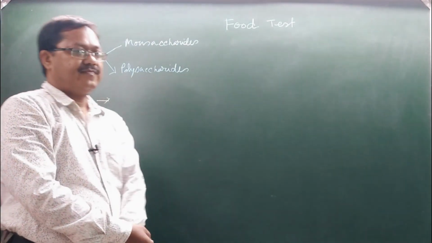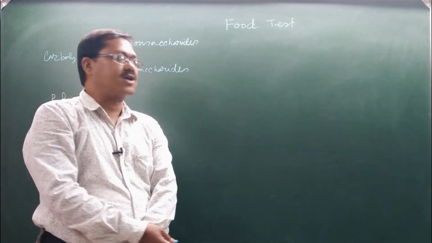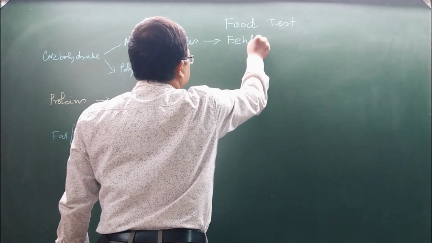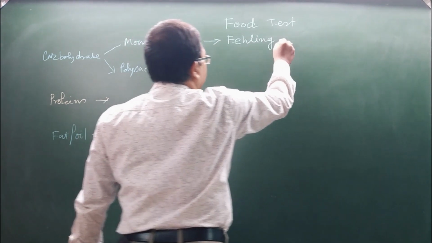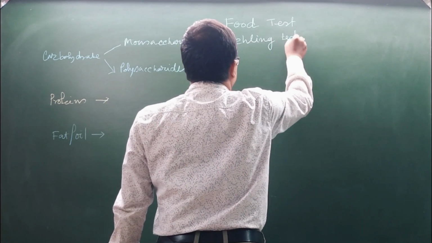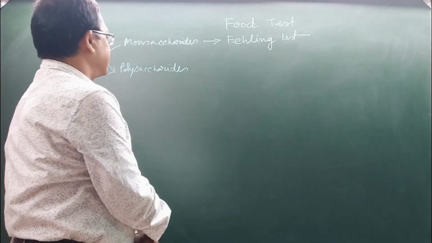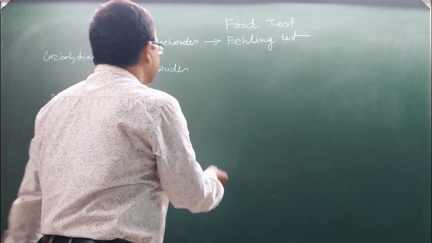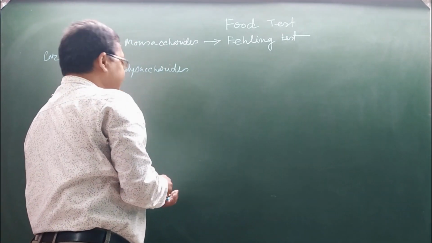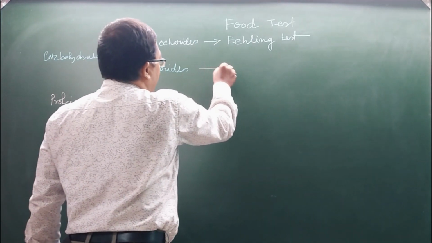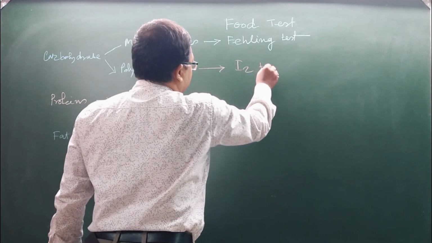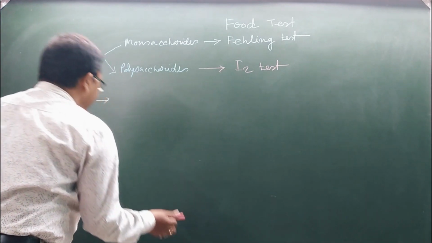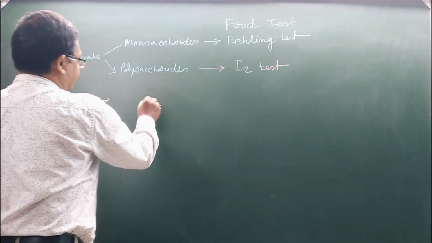Carbohydrate monosaccharide is generally identified by a chemical reaction. This is called the Fehling test. Polysaccharides, particularly boiled starch, are identified by using the iodine test. Proteins are identified by the Xanthoproteic test.